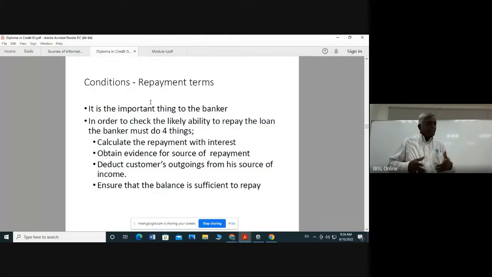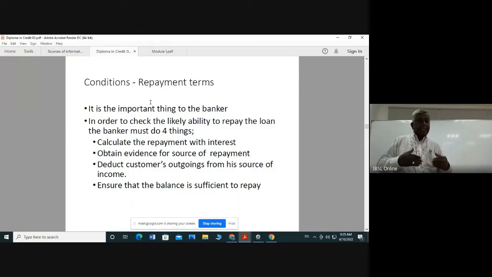So, in the case of consumer credit, to check the customer's ability to repay the loan, what should the banker do? Calculate the repayment with interest. He must know the repayment period, so what is the installment, the capital payment plus the interest; he must calculate. Calculate the repayment with interest. Then obtain evidence for the source of repayment. Yes, how is he going to repay this facility? From his salary? What are the other sources? Collect and obtain evidence for the source of repayment.